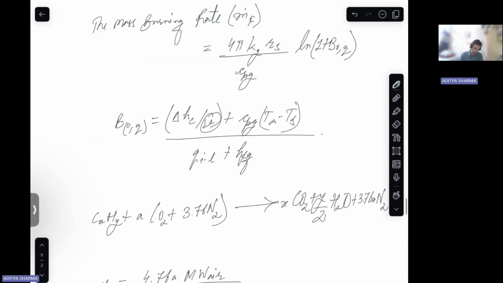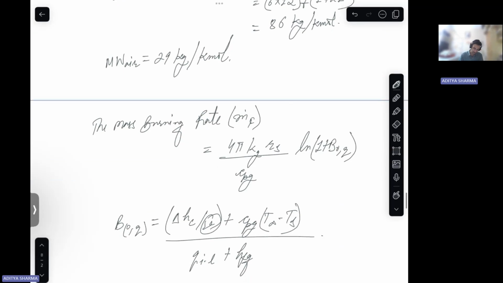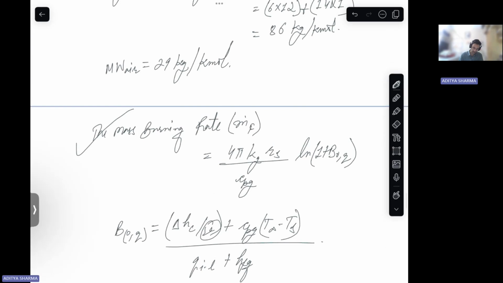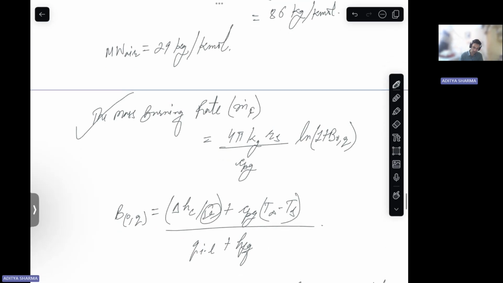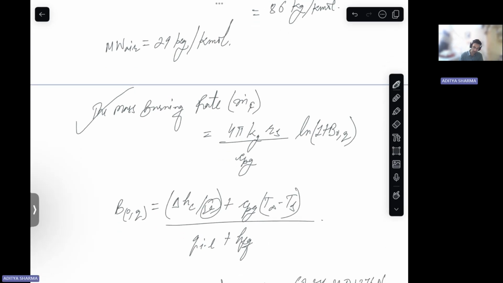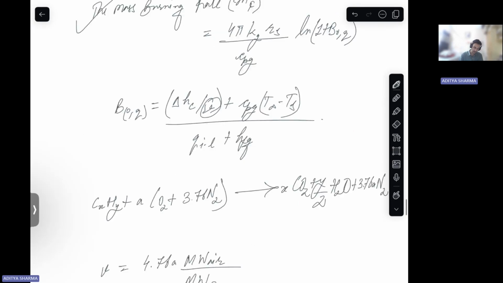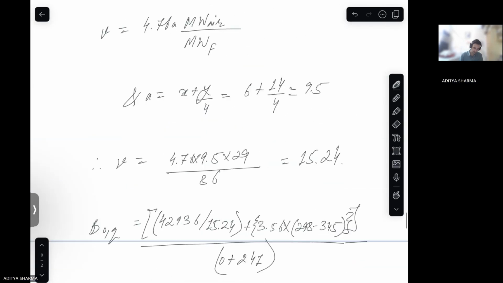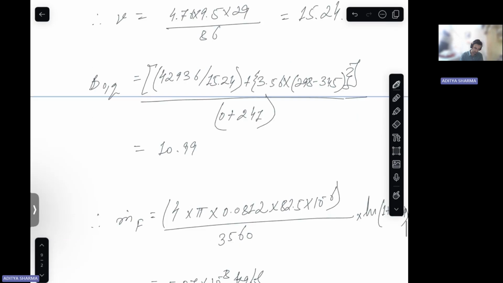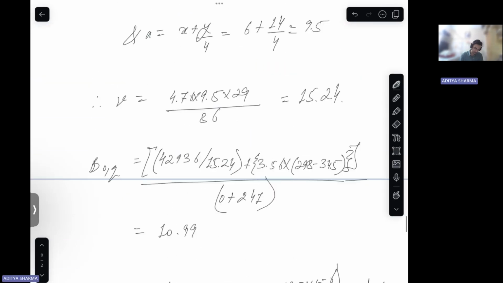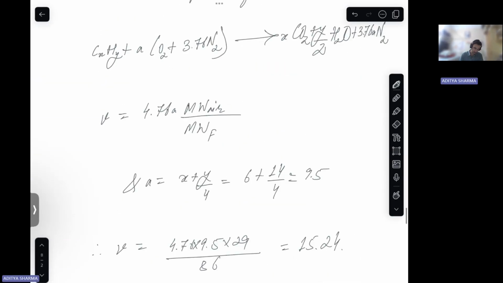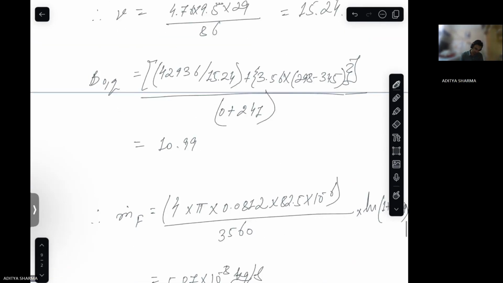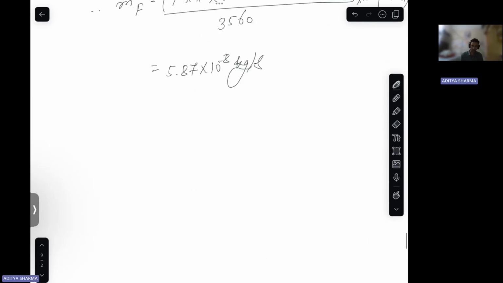So the burning rate formula has been used from here. Kg we knew, Rs we knew, B naught Q we found out, then Cpg we knew. So this way we solved this, right? For B naught Q we needed the air to fuel ratio. We found out the air to fuel ratio first, and then we did this.